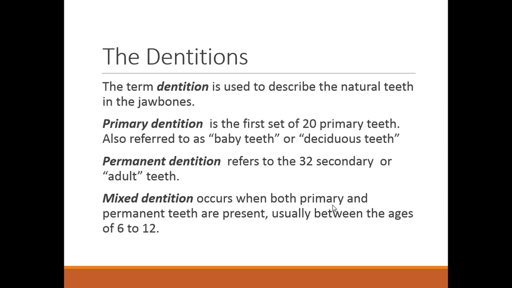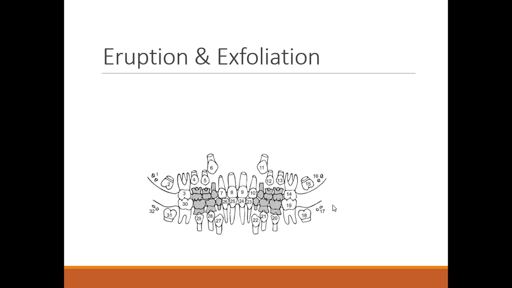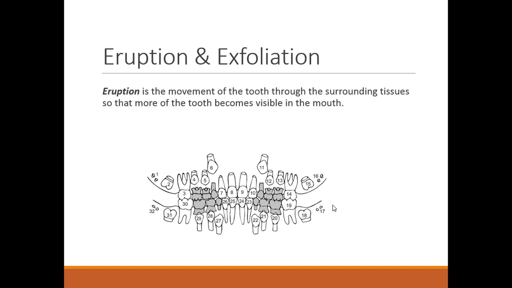Most 6-year-olds get what we call 6-year molars, also known as the first permanent molar. And so when they have a permanent tooth in the mouth as well as their primary teeth, it is then considered mixed dentition. Eruption and exfoliation. Eruption is the movement of the tooth through the surrounding tissues so that more of the tooth becomes visible in the mouth. This means that when a child has lost their front tooth and the permanent tooth is starting to come in, we call that eruption.